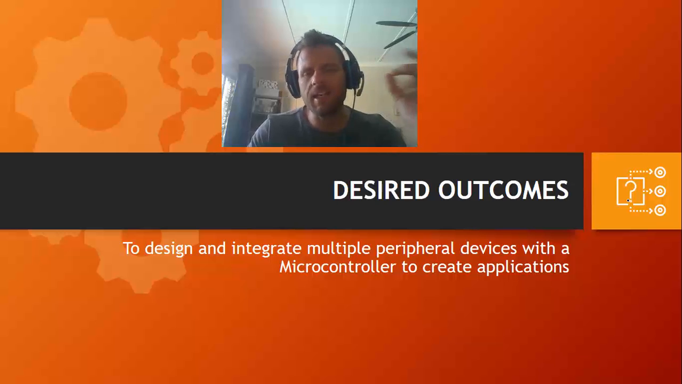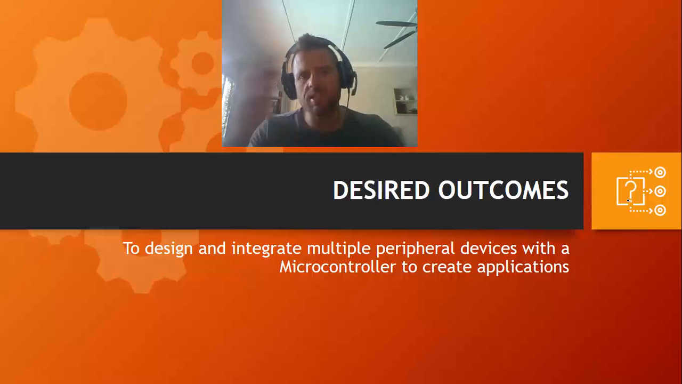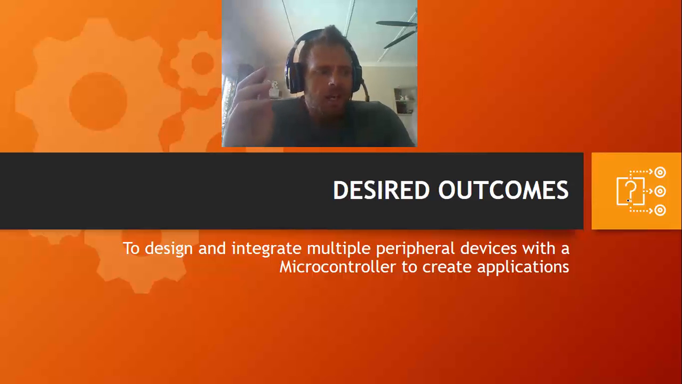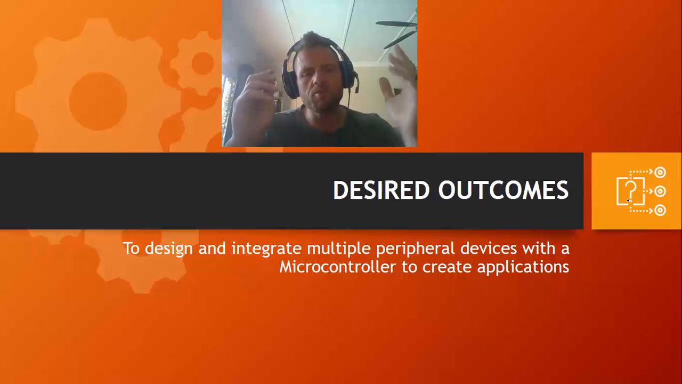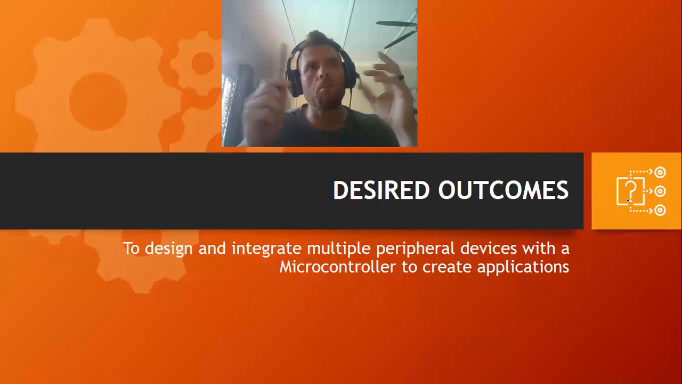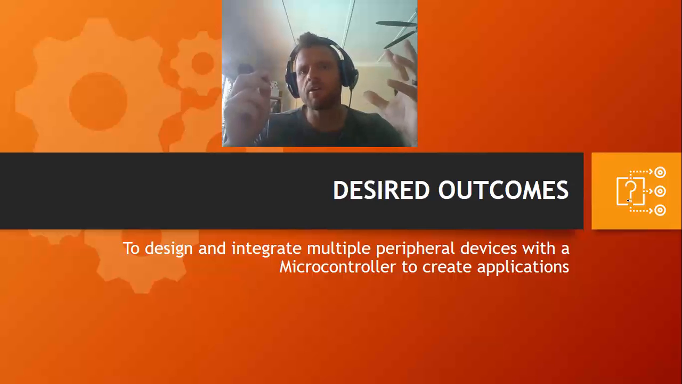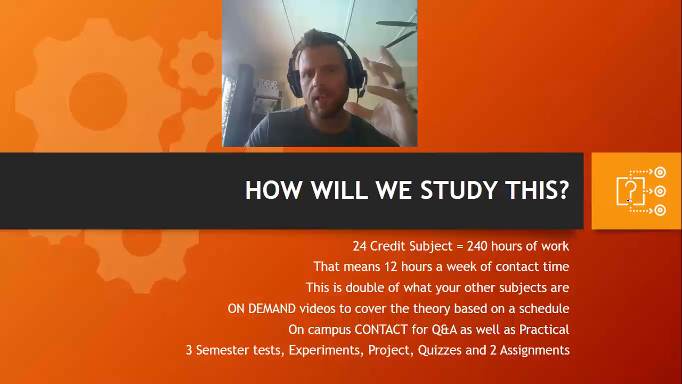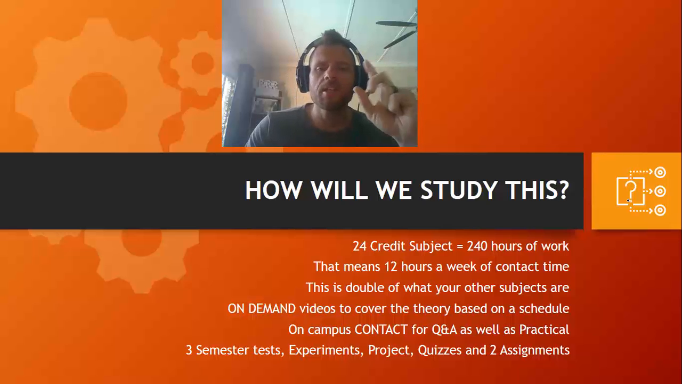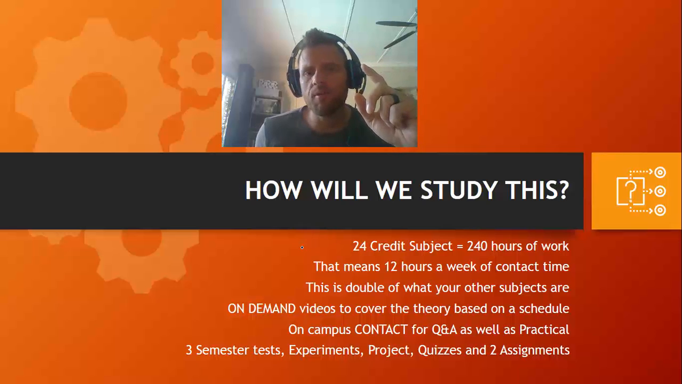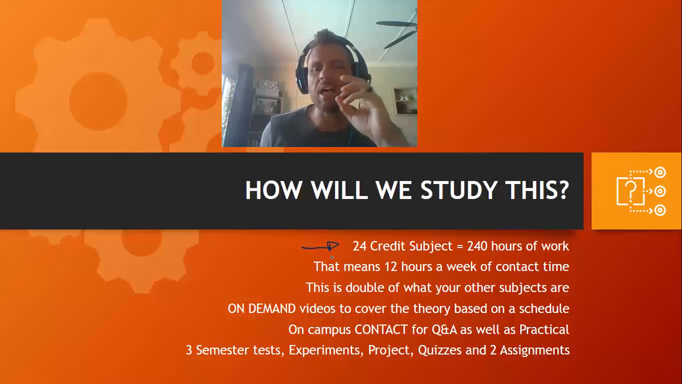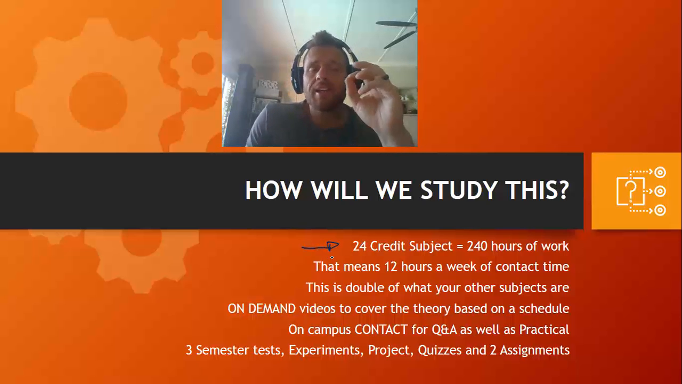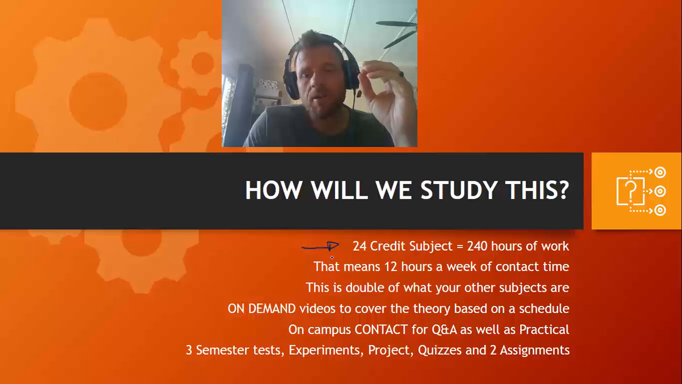So ultimately, the outcome that we want for this subject, in a simple summary, is that you want to be able to design and integrate multiple peripheral devices with this microcontroller so that you can create applications. So how will we do this? Well, just a quick reminder, this is a 24 credit subject. That means it's double the credits of your other subjects, which means double the amount of time, double the amount of work you put into this subject.